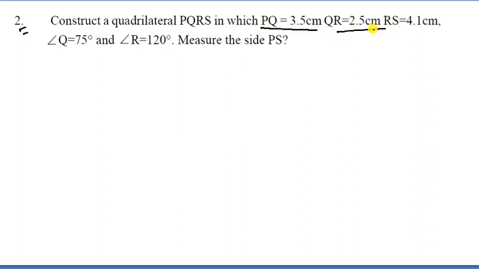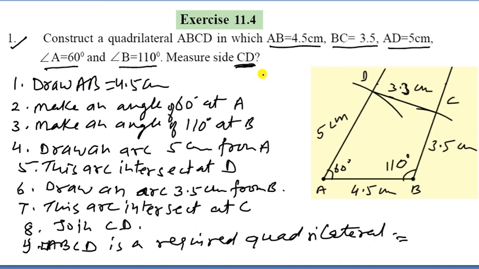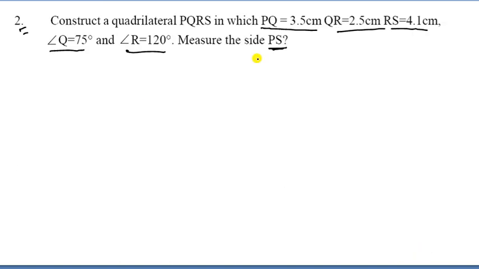Let us start the next one, the second question. Construct the quadrilateral PQRS where PQ is 3.5 cm, QR is 2.5 cm, RS is 4.1 cm, angle Q is 75 degrees and angle R is 120 degrees. Measure the side PS. In the previous question, the side was CD. CD is how much? It is 3.3 centimeters. So you can write here, the length of CD is equal to 3.3 centimeters. That is the answer.